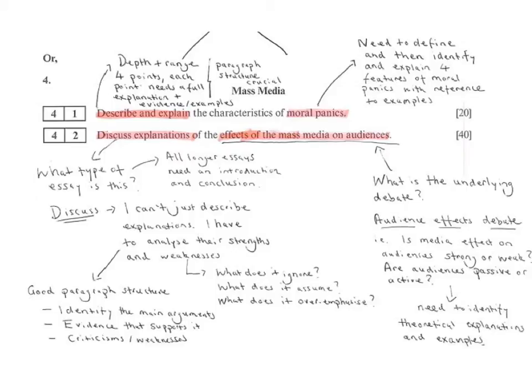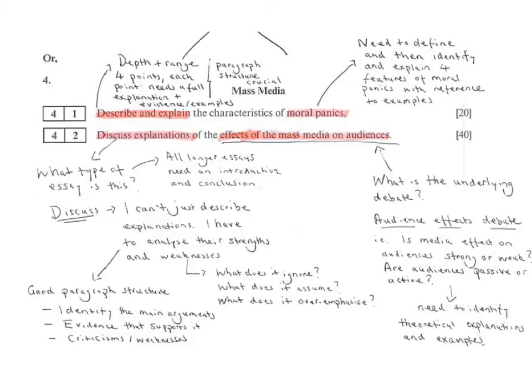All longer essays, remember, need an introduction and a conclusion, so I'd be thinking about the importance of doing that. And I'd be thinking that with the 40-mark question, the key command word is going to be a word that signals the importance of doing evaluation. So the command words are likely to be discuss, assess, or evaluate. And all of these command words, such as discuss, really mean that I can't just describe explanations. What I have to do is also analyse their strengths and weaknesses as explicitly as possible.